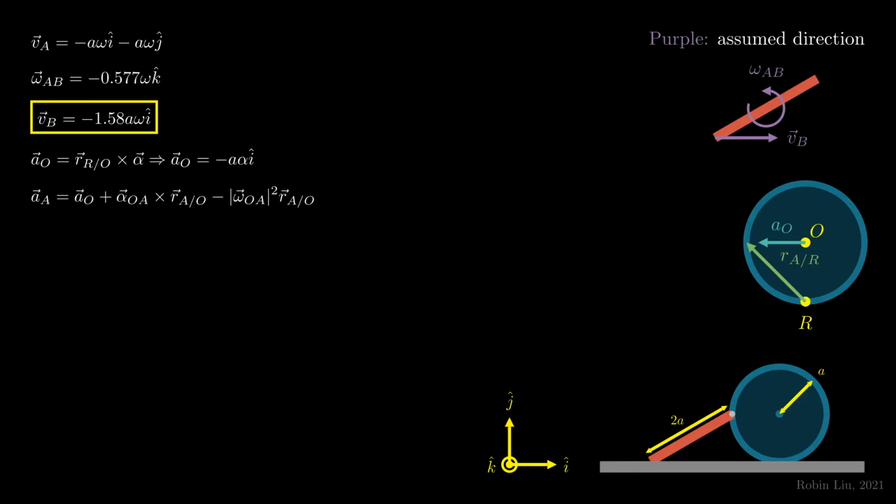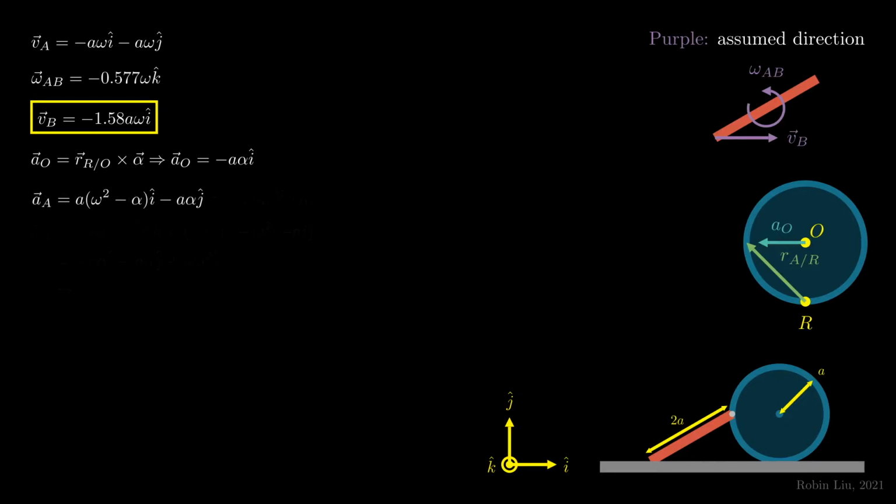This is the general equation we'll be using. You can replace A and O with any two points on the same planar rigid object. There are three terms on the right side. The first term is the acceleration of the reference point. The second term is the tangential acceleration of the target point about the reference point. Finally, the third term is the centripetal acceleration of the target point towards the reference point. If we expand the equation for points A and O, we can find the acceleration of point A.